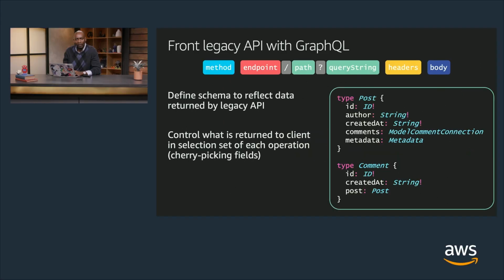The first thing that you want to do is define the schema to reflect the data returned by your legacy API. So here we simply define a type of post and we specify the fields that make up the post. You can specify all of the different fields that are returned by your existing API. The one thing to remember is that you control what is returned to the client in the selection set of each operation. So you can cherry pick the fields that are returned to the application. And this can allow you to really reduce the size of the responses that you send back to your application and improve the end-to-end performance for your end users and for your application.